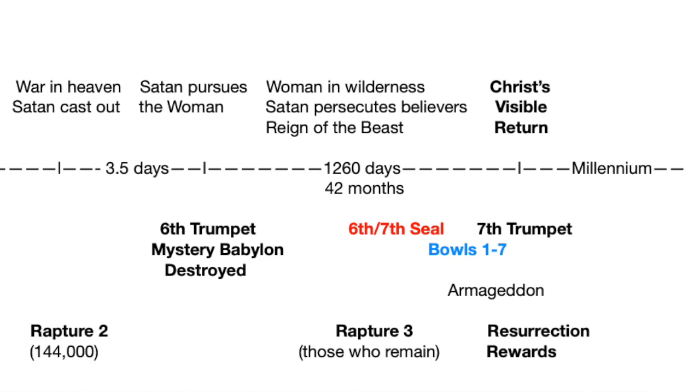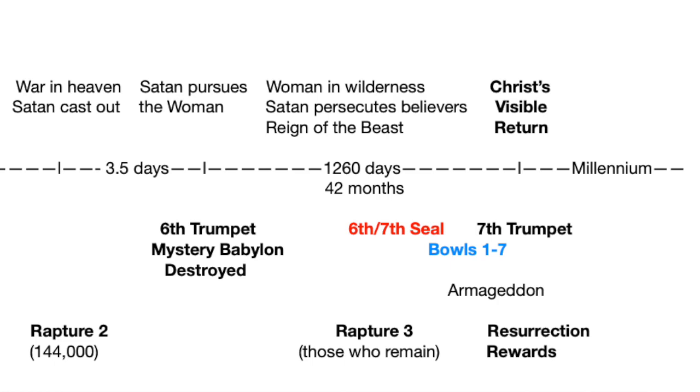Also, you can see that the third rapture is going to be sometime between the 6th trumpet and the 7th trumpet. We don't know exactly when. This is the thief in the night rapture. This is those who are alive and remain until the coming of the Lord. They're the ones who are going to be caught up to God on a day that nobody knows when that is. And right after they're caught up, that's when the 6th and 7th seal will take place.